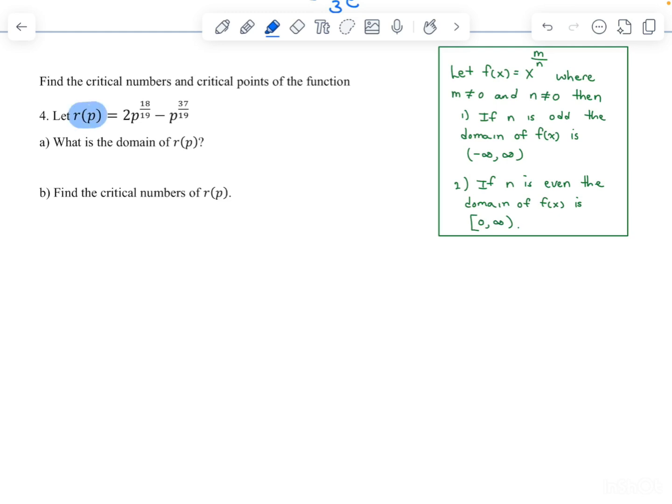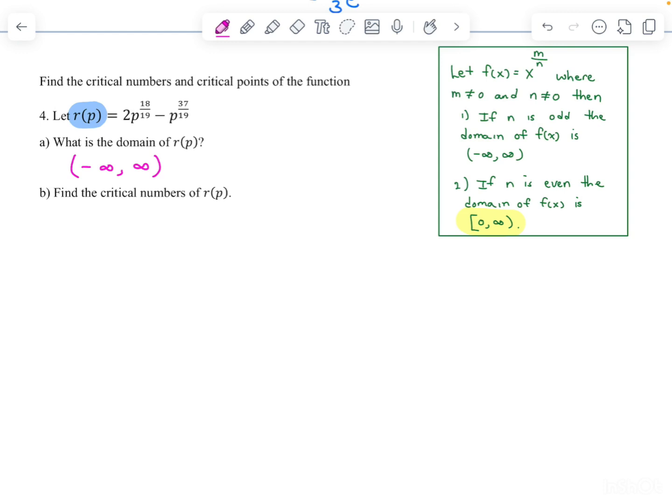To find the domain, we need to look at the denominators of the exponents. Both of the denominators are odd, so the domain of r of p is going to be all real numbers. If one or both of the denominators were even, then the domain would have been the half-open interval 0 to infinity. Now to find the critical numbers.